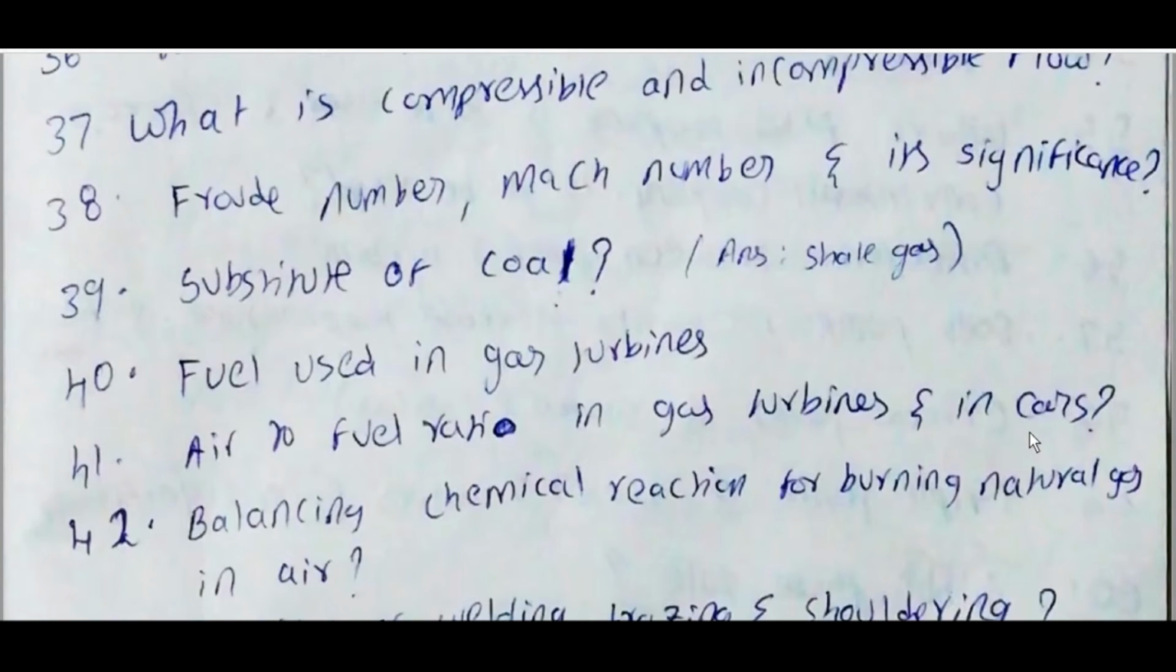Air fuel ratio in gas turbines and in cars. Air fuel ratio in IC engines or cars is generally stoichiometric at 14.7, but it will vary between 12 to 16. But the air fuel ratio in a gas turbine varies from 60 to 1 to 120 to 1 normally. When used along with a heat exchanger, then 100 to 1 to 200 to 1.